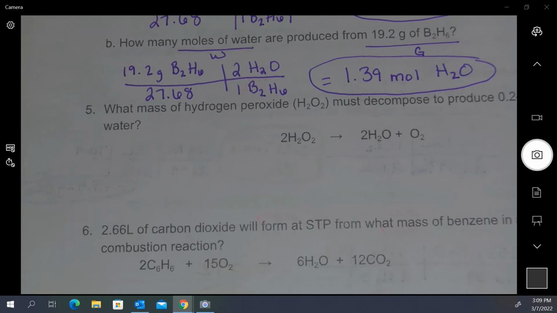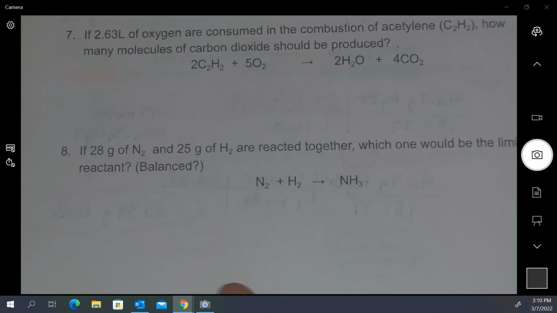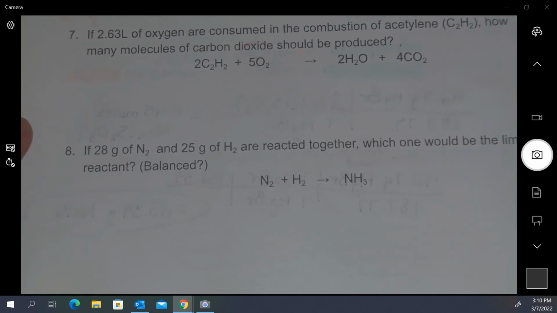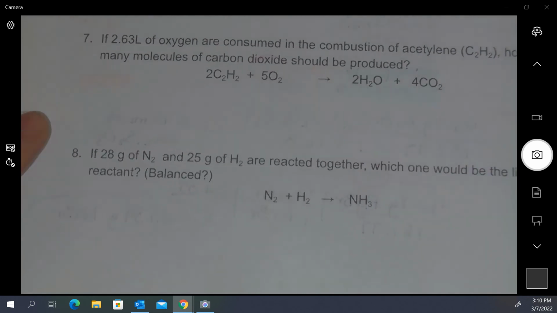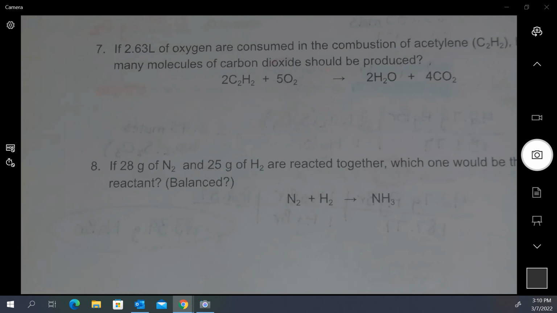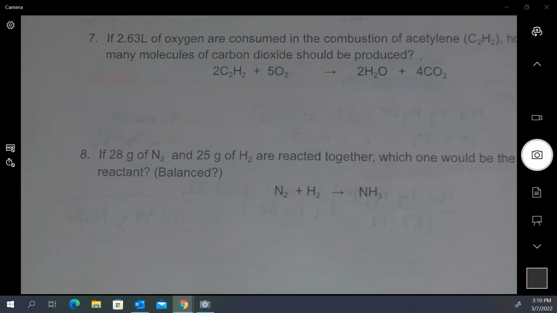All right, I'm going to pause this for a second. All right, so we're going to jump around. We're going to do number 8 really quick. Number 8 reads, if 28 grams of N2 and 25 grams of H2 are reacted together, which one would be the limiting reactant? And it also has a little hint in there, is the question balanced?